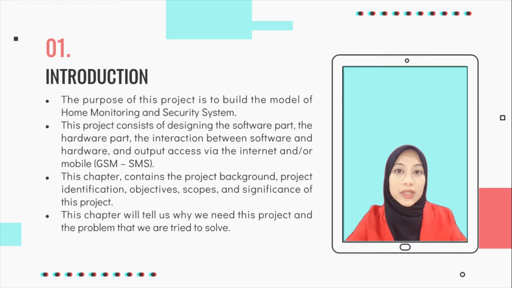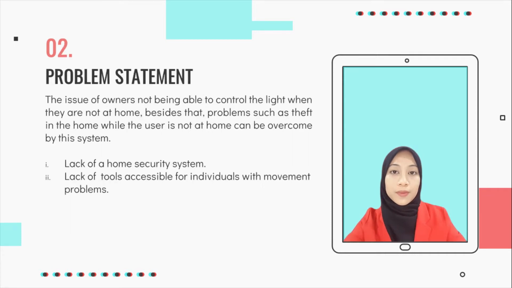This chapter will tell us why we need this project and the problem that we are trying to solve. Problem statement: the issues of owner not being able to control the light when they are not at home. Besides that, problems such as theft in the home while the user is not at home can be overcome by this system. The first issue is lack of home security system.